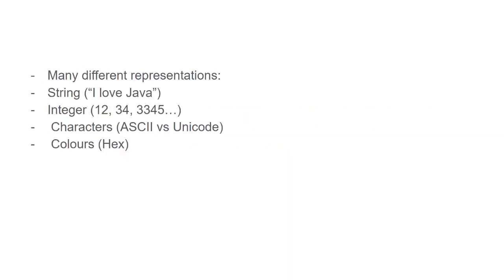There can be many different representations. There can be a string, like "I love Java". It can be integers or numbers. It can be characters, ASCII and Unicode, and it can be colors like hex.